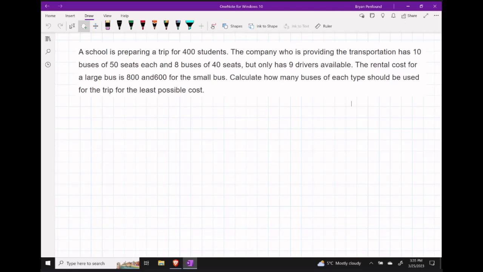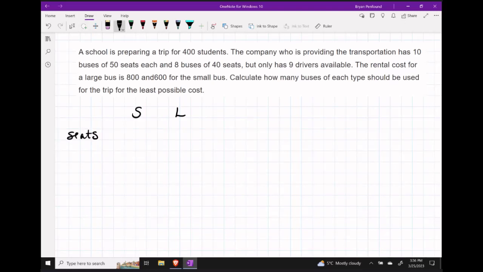Consider the following linear programming problem where a school is preparing a trip for 400 students. They've reached out to a school bus company who's going to be providing the transportation for them, and this company has 10 buses of 50 seats and 8 buses of 40 seats.